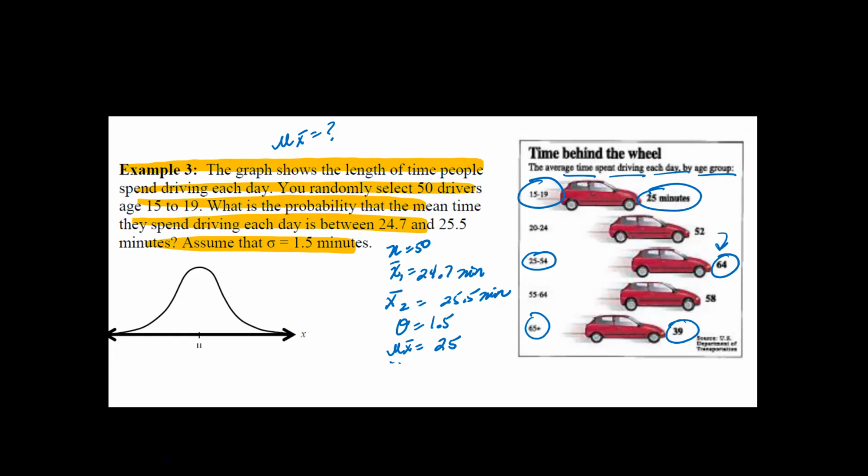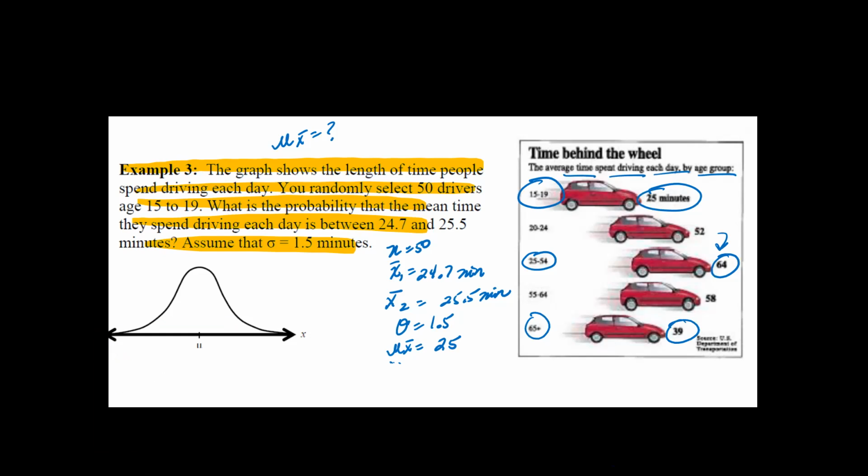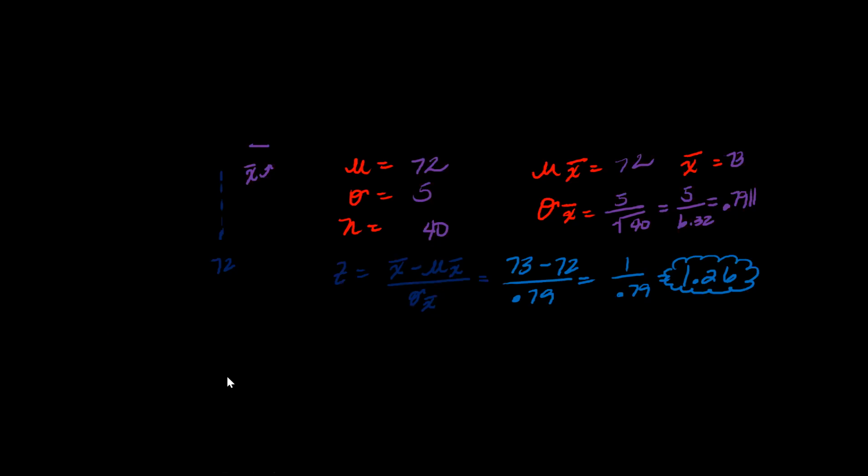Now that you have this information, we're going to plug it into the z-score. First, I'm going to find the z-score. The z-score is going to be X bar minus μ X bar divided by the standard deviation of X bar. Looking at this part here, we're going to have to find the standard deviation of 1.5, but I also need to figure out what the standard deviation of X bar is going to be. You can find that using the formula that we just went over before.